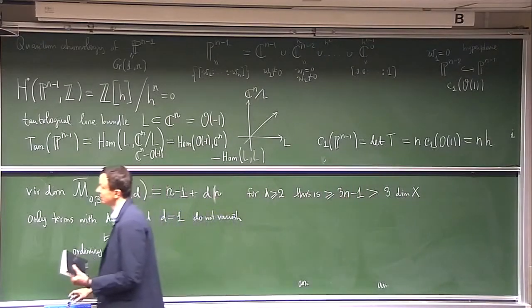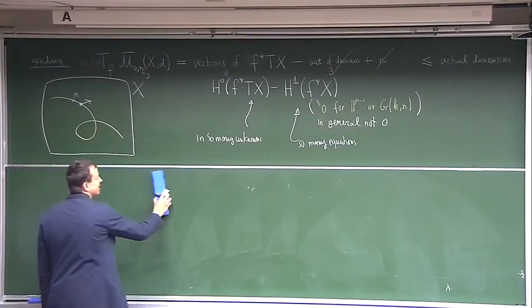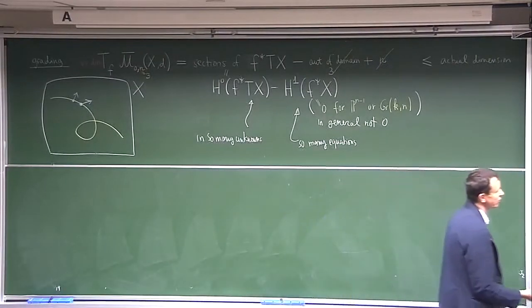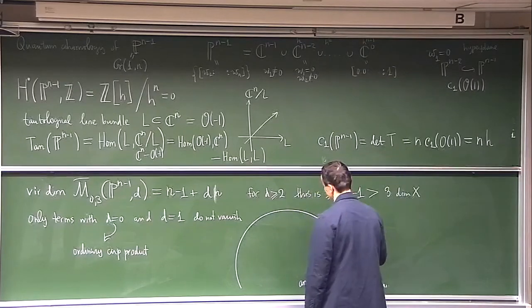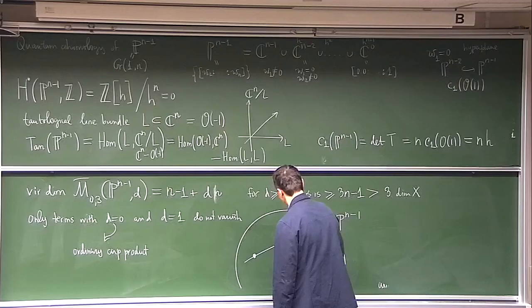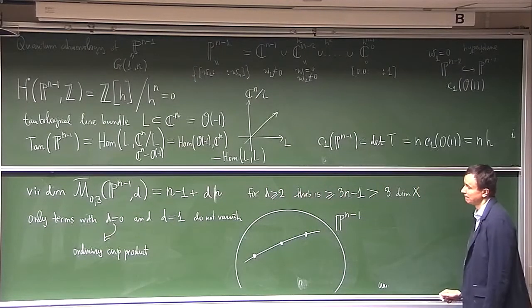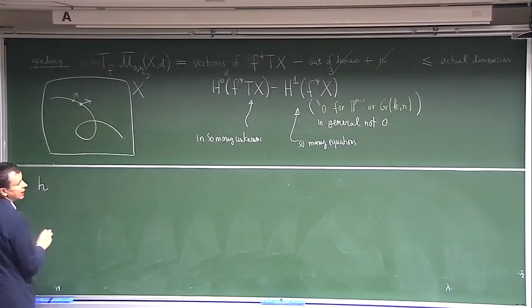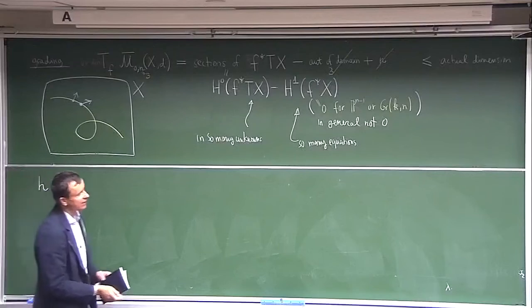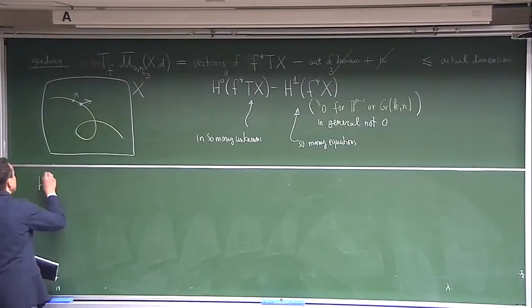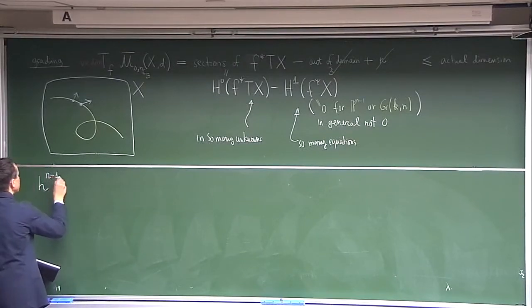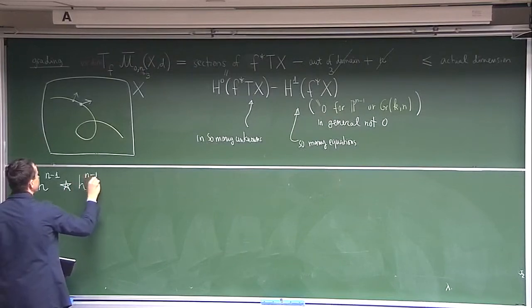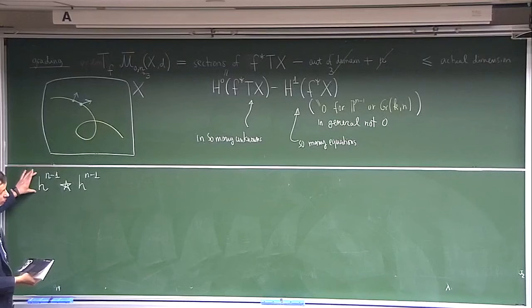And what's the map? What's the cycle? Here I'm looking for triples of points, so maybe this is my projective space P^{n-1}, and I'm looking for triples of points that lie on a line. So for example, let's start with a point. If I have H^{n-1} star product H^{n-1}, in other words, this is the class of a point.